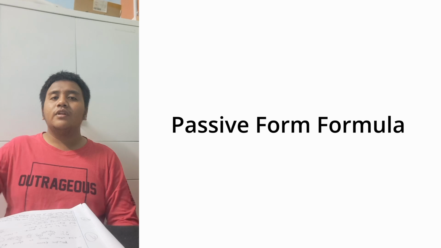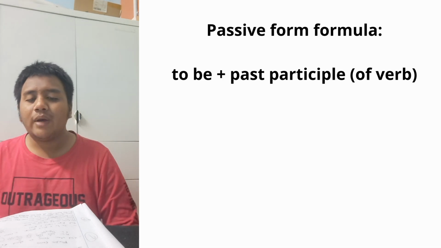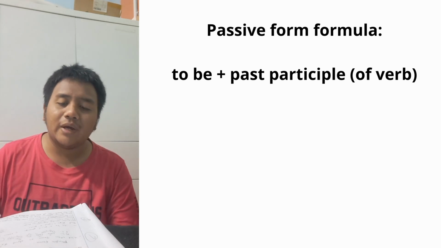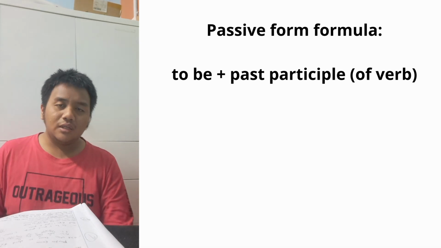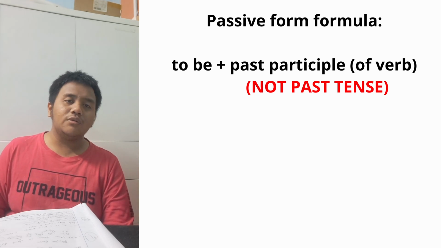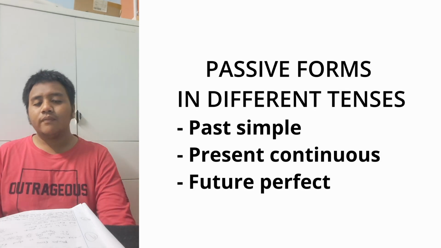Now, to make a passive sentence, we use this formula: to be plus past participle. Okay, past participle of the verb. We call it past participle form. It's not indicative of any tenses, and passive sentences can be used in many different tenses. Here we have three as examples.